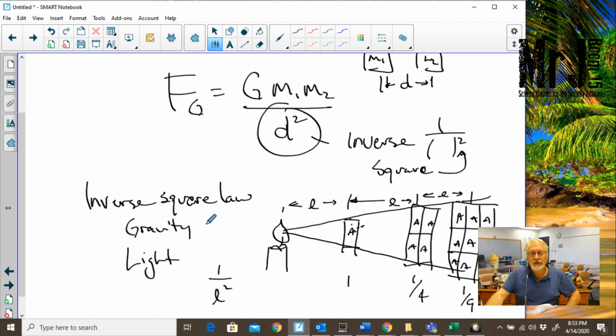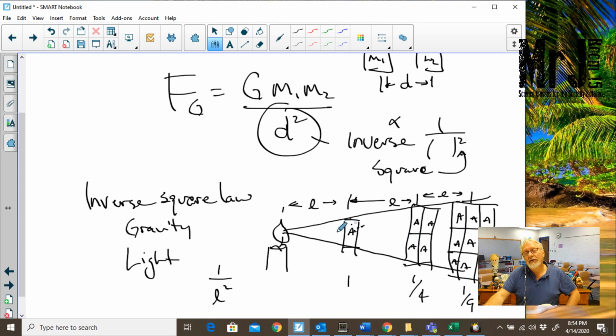So gravity follows that, light follows that, and I'm sure there are some other phenomena that also follow that. But the idea of the inverse square is a key thing, and this is where we have our proportionality: 1 over the distance between the masses squared. If you actually measured these things, you could see that these squares are all basically the same size. And it's kind of neat.